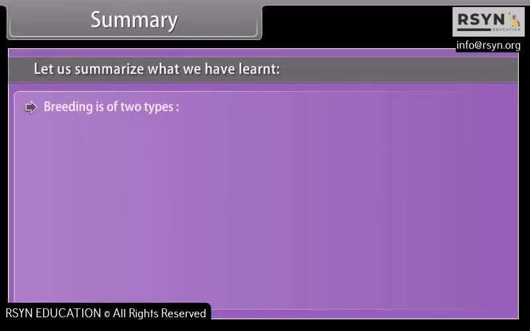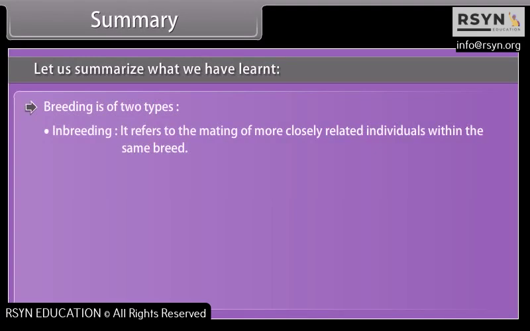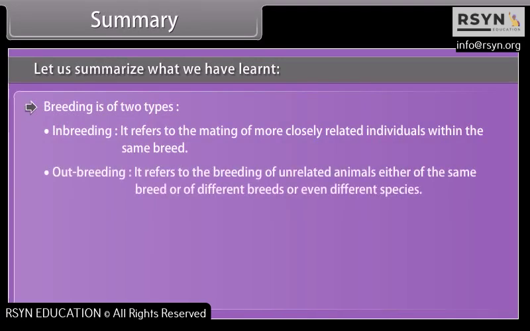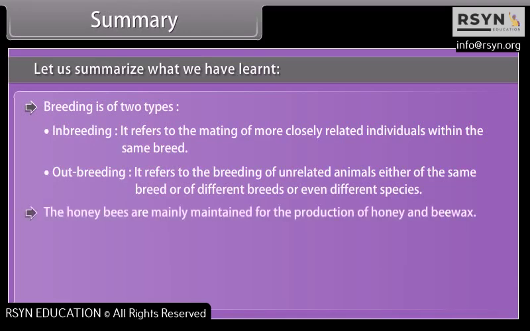Breeding is of two types. Inbreeding. It refers to the mating of more closely related individuals within the same breed. Outbreeding. It refers to the breeding of unrelated animals, either of the same breed or of different breeds or even different species. The honeybees are mainly maintained for the production of honey and bee wax.